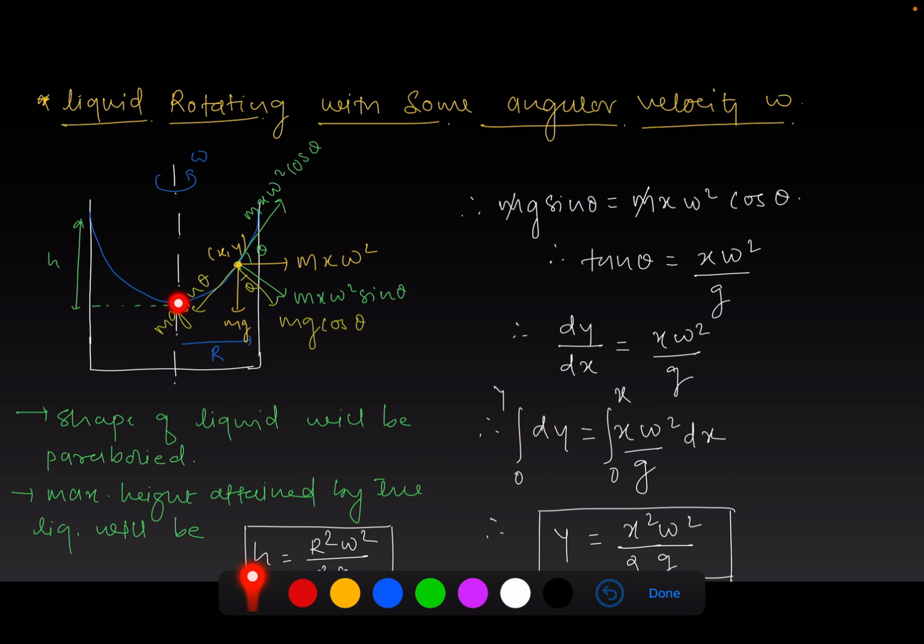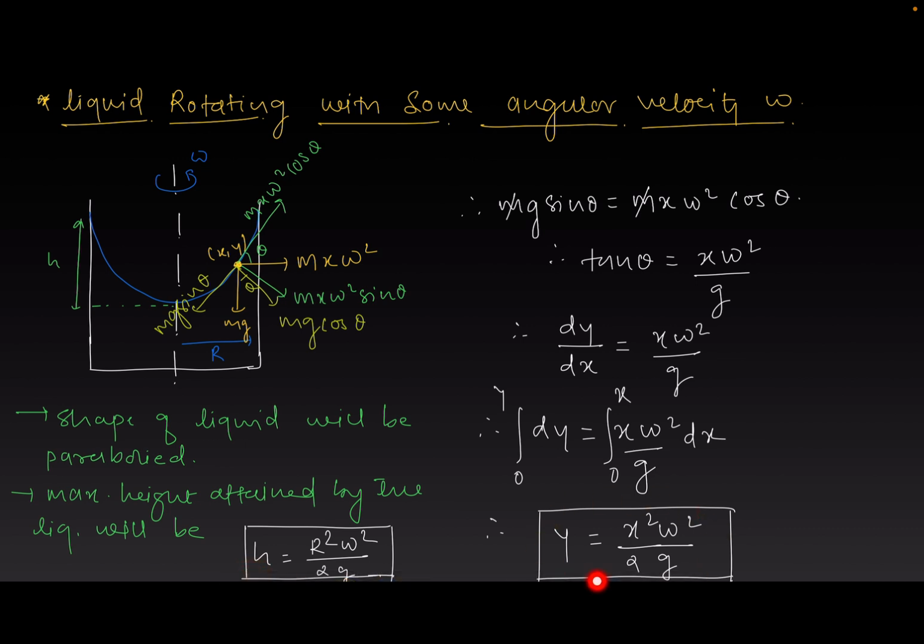Let's say at this point y is 0, x is 0. At some distance here, at some y, there is some x. So 0 to y and 0 to x are the limits. After solving this, omega square by g is constant, so this will be outside the integration. The integration of x will give x square by 2. So we will get this result.